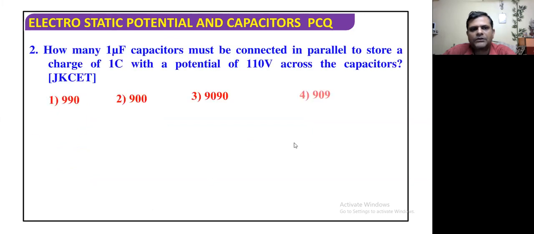Next one, how many 1 microfarad capacitors must be connected in parallel to store a charge of 1 coulomb with a potential of 110 volt across the capacitors? Okay, so matlab we want to store a charge of 1 coulomb and a potential of 110 volt, and we have the capacitance. All capacitances are to be 1 microfarad each.